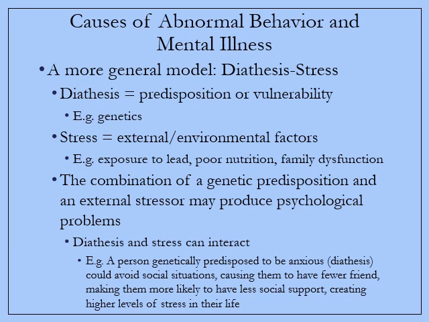It could be a cyclical situation. So a person who is genetically predisposed to be anxious, which is the diathesis, might avoid social situations, causing them to have fewer friends, making them more likely to have less social support, and therefore creating a higher level of stress in their life. So in this way, the diathesis has caused the stress, and then the stress is interacting with the diathesis to create possibly social anxiety disorder or an anxiety disorder.